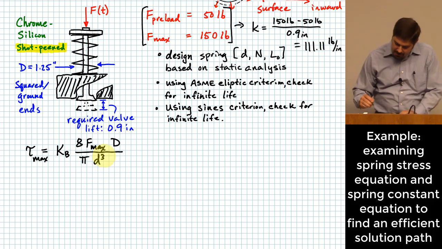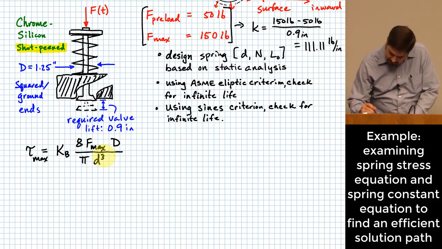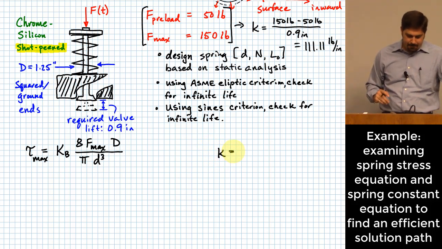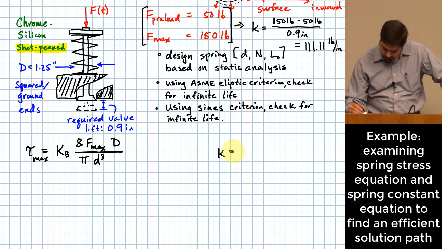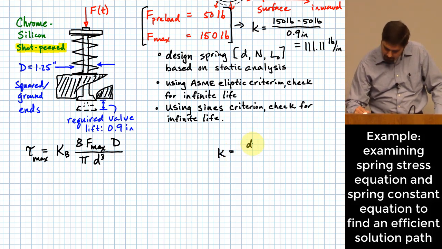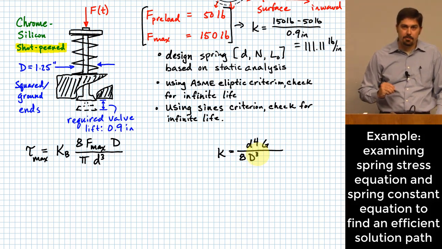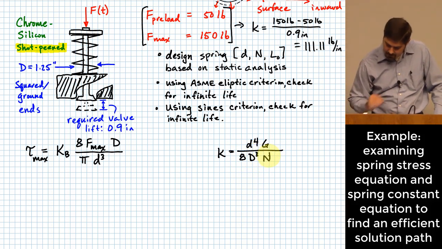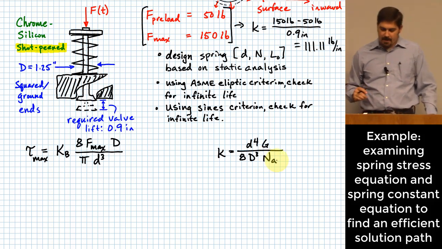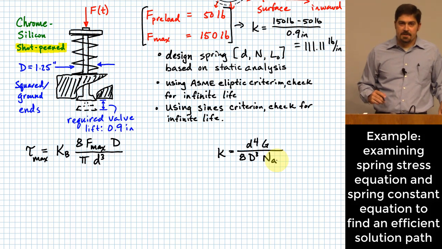Where the lowercase d, the wire diameter, is what's used in the denominator. Okay, and then the other equation that we typically use a good bit is what? The spring rate equation says what? Okay, wire diameter to the fourth, G over 8 mean coil diameter cubed and number of active coils.